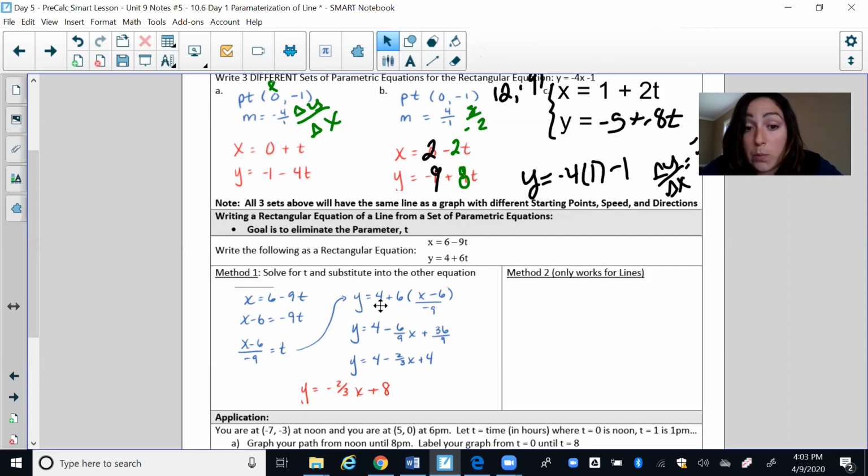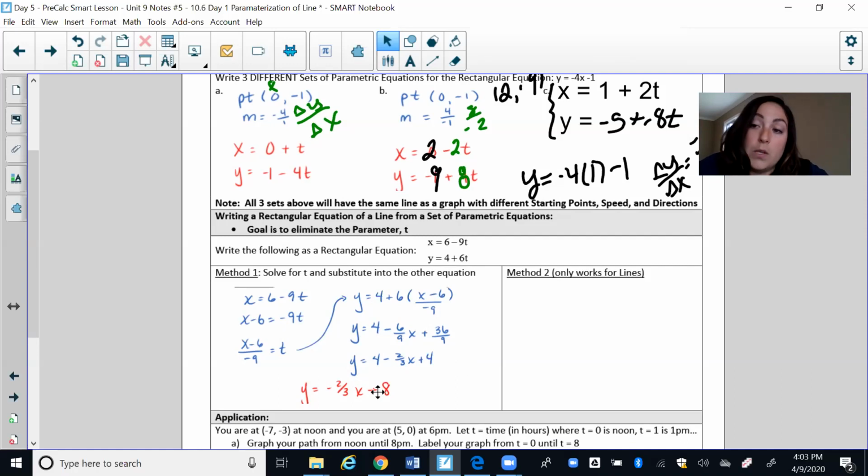So we get y equals 4 plus 6t, which means y equals 4 plus 6 times (x minus 6) over -9. Distribute in the 6, and we get y equals 4 minus 6 times x plus 36/9. Combine our like terms, simplify that fraction, and then combine like terms, and we end up getting our answer.